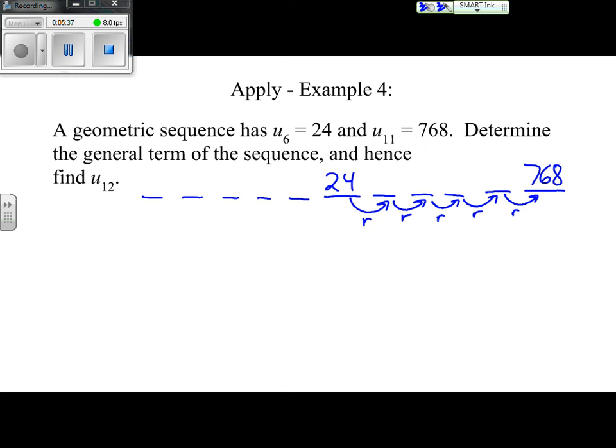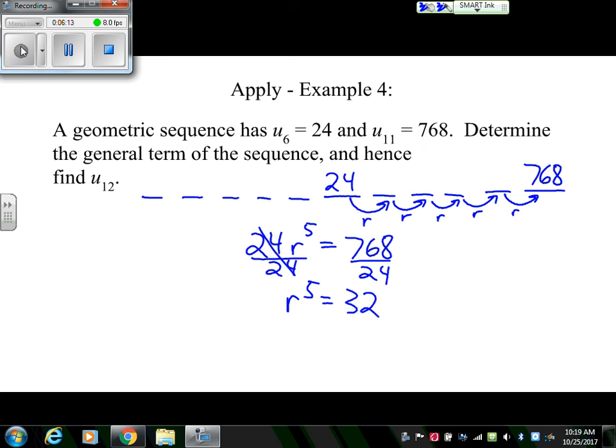So how many ratios am I multiplying by? 1, 2, 3, 4, 5. So that tells me that I have 24 times r times r times r times r times r, or r to the fifth power, is equal to 768. Now, how do we solve this? Well, let's get our variable alone, just like we would in a freshman algebra class. What is 24 doing to those r's? It is multiplying, so we would divide both sides by 24. Those cancel out, and I get r to the fifth power is equal to 32.